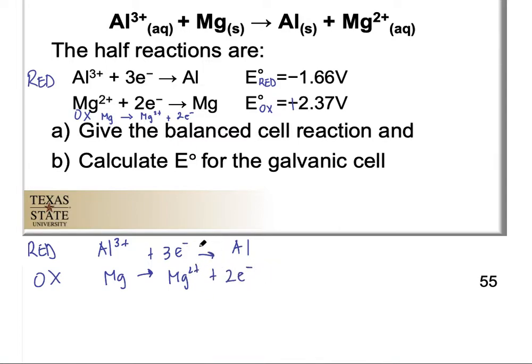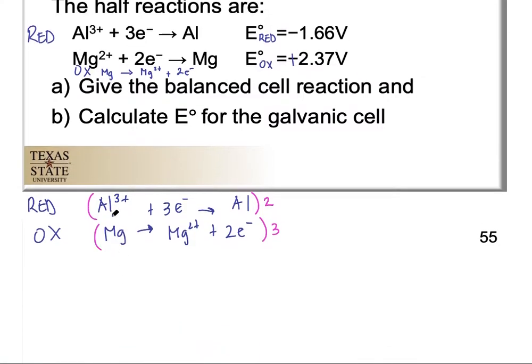All right, to be able to add these two equations, I need the same number of electrons, which means that I'm going to be multiplying the top equation by 2 and the bottom equation by 3 to get to the smallest common multiple, which is 6. And then I can rewrite my equations with the new numbers and then add them together. So the first one becomes 2 Al3 plus 6 electrons goes to 2 aluminums. And then the other one becomes 3 magnesiums goes to 3 magnesium ions plus 6 electrons.